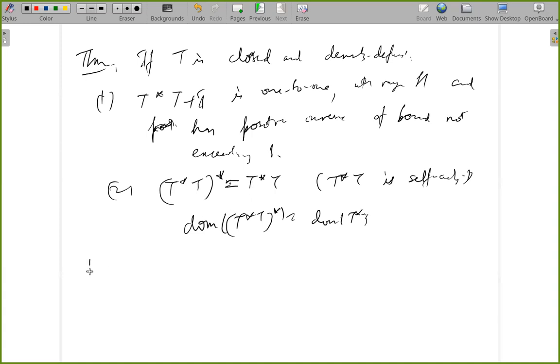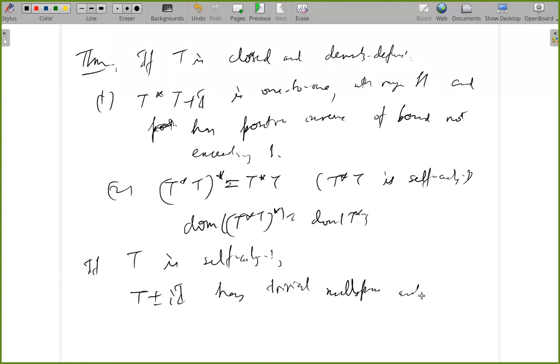And another part of this theorem is that if T is self-adjoint, then T ± I has trivial null space, which means it is one-to-one, and range H, with bounded inverse having norm not exceeding 1.